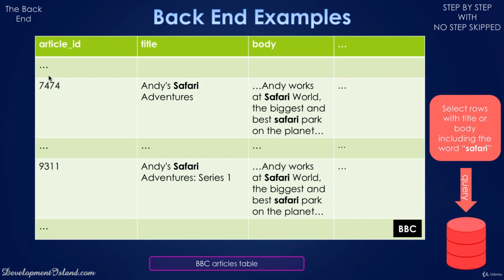Examples will include articles like that one or that one. So you've got Safari in the title or inside the content. Once we find those results, the database is going to send them back to the app, and then the app is going to build the search result webpage and send it back to the user.